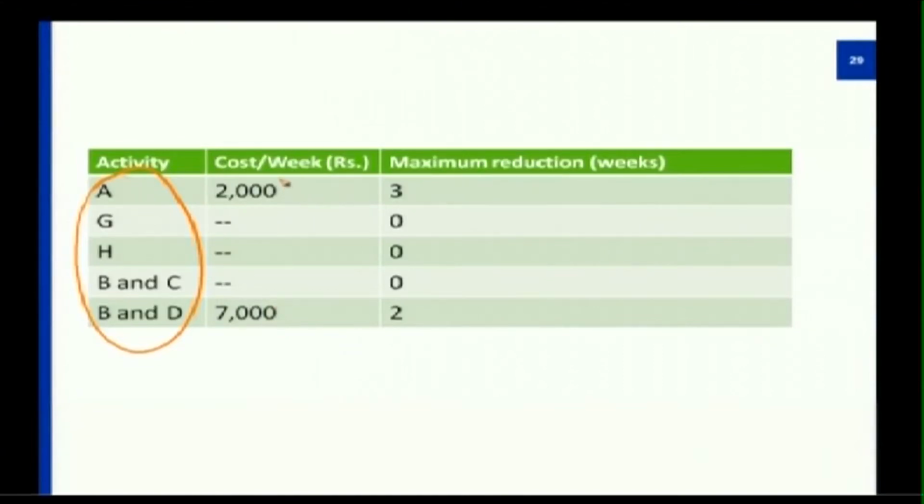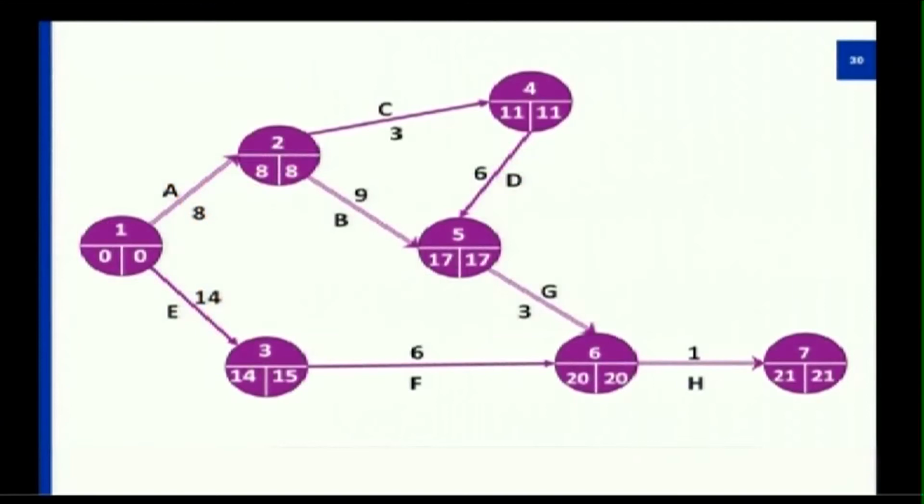So, the optimized cost being A. A takes up only 2000 rupees per week and can be reduced by a maximum of 3 weeks, whereas when I consider B and D, it takes up 7000 per week and would take a maximum of 2 weeks. So, when I do it for 3 more weeks, the total cost incurred would be 6000 on the whole.